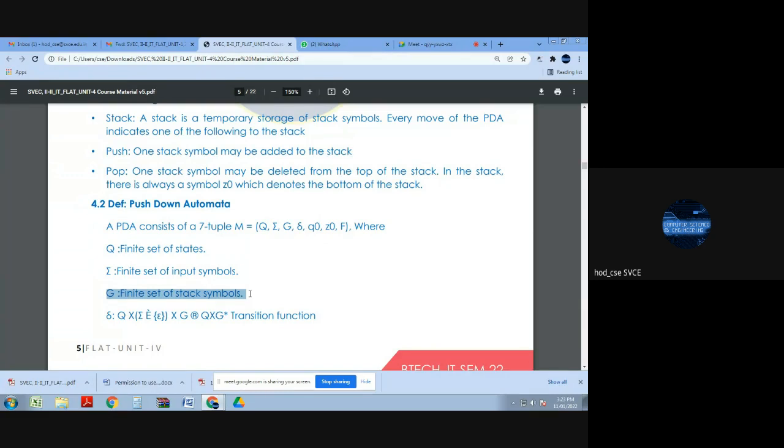So totally, a pushdown automata consists of a 7 tuple: Q, sigma, del, Q naught, F, Z naught, and gamma. Q represents the finite set of states, sigma represents input alphabets, del represents the transition function, Q naught is the initial state, F is the final state, Z naught represents the bottom of the stack, and gamma represents the stack symbols. Whatever symbols are present in the stack will be given by gamma. Okay, fine.